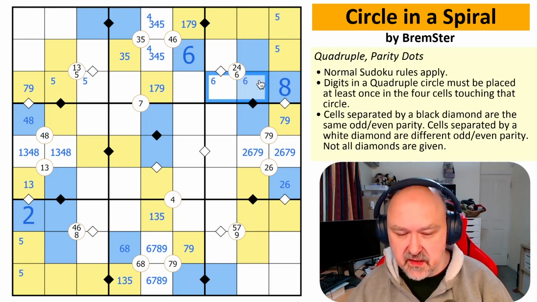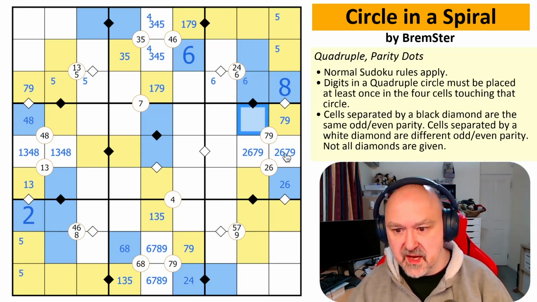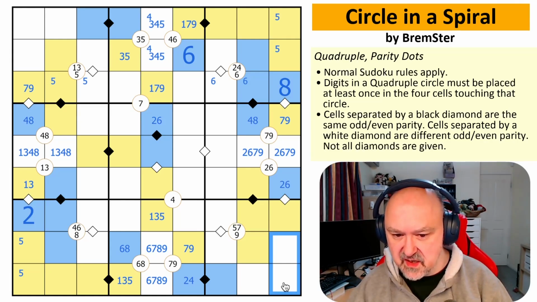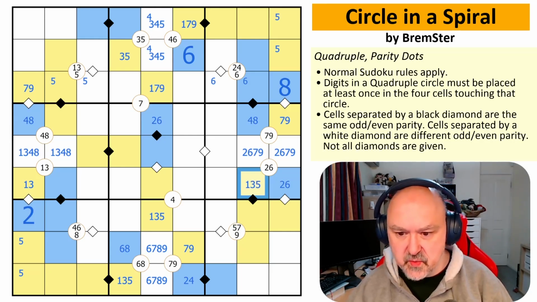6 goes down here. Now, this can't be 6 or 8, so it's 2 or 4. This can't be 2 or 6, so it's 4 or 8. I now have a 4-8 pair, so this is 2 or 6. 8 can't go down there. This can't be 7 or 9, so it's 1, 3, 5.